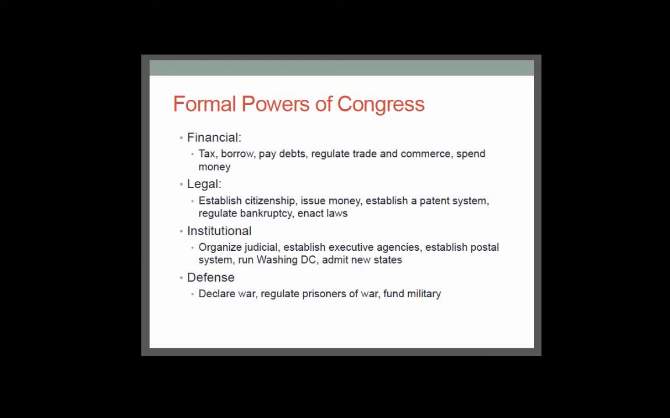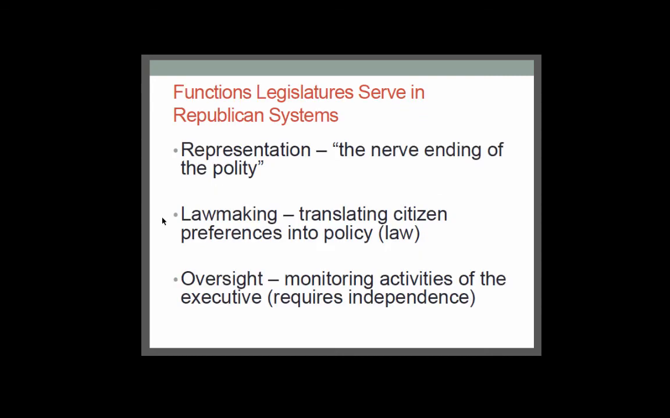Third is institutional. That is, they have some ability to form institutions. They can write laws that form executive agencies like the Department of Homeland Security. They run Washington, D.C. They admit new states, etc. And then, of course, in defense, they get to regulate laws around prisoners of war, declare war, and, of course, finance the military, which is one of their major powers. So you should think about these 4 areas: financial, legal, institutional, and defense. You should remember those 4 areas of Congress along the way.